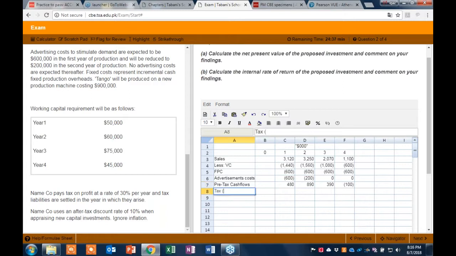Now it's time to incorporate tax, which is at 30%, and make sure that it is paid in the same year or in arrears, 30% per year, and the tax liabilities are settled in the year in which they arise. So again, it will be in the same year. It will be 30% of the pre-tax cash flows. So 144, and let's copy and paste it in the rest of this.